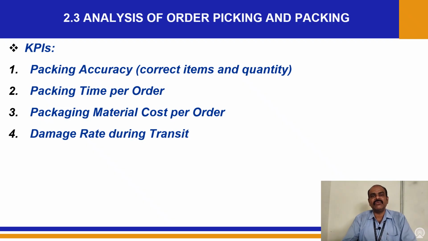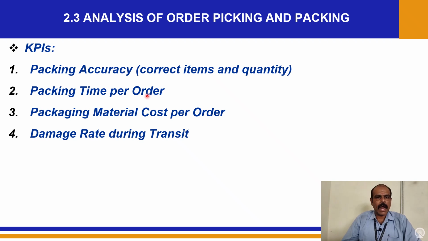So now, KPIs for packing accuracy: correct items and quantity. Not only the item, even the quantity should be taken care of. If 10 products have been asked for, exactly 10 parts are what we are supposed to provide. If you give one on either side, that is one excess or one deficit, either case is going to spoil the repute of the organization. So that should be taken care of.